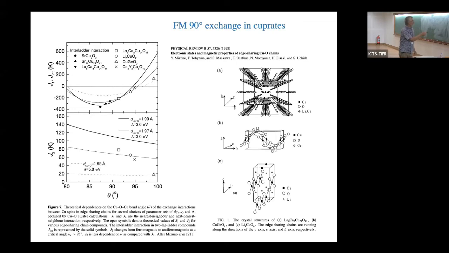Here, this is an experimental plot of the effective J1. In different chain materials, the theta angle of the copper-oxygen-copper path varied from 80 to 100 degrees, and you see that there is a region around 90 degrees where it is ferromagnetic, and then it very sensitively depends on the angle. Right, so this is about the 90-degree exchange here.